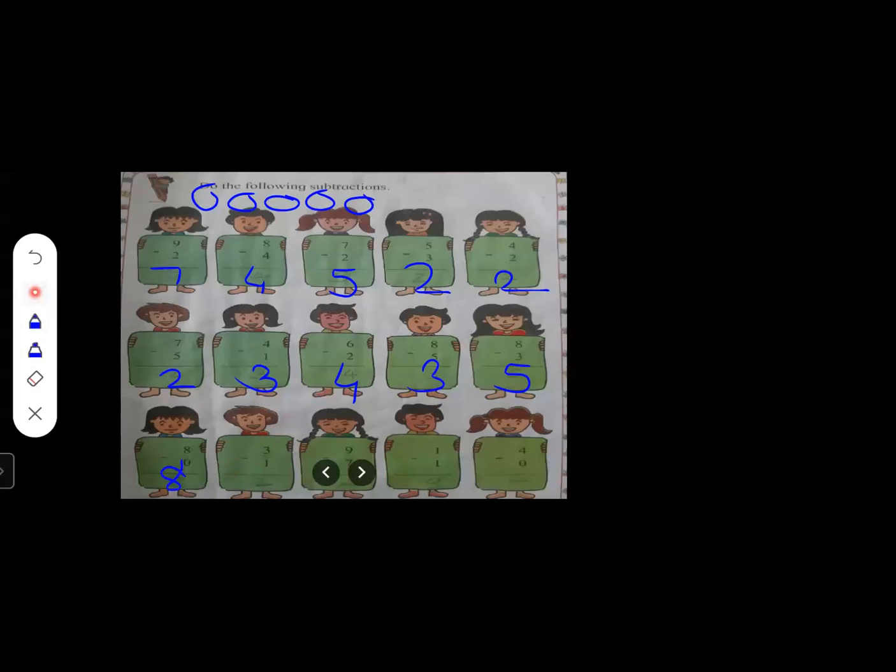Okay. Next. 3 minus 1. Take 3 fingers on your hand. Very good. Then close one finger. How many fingers?